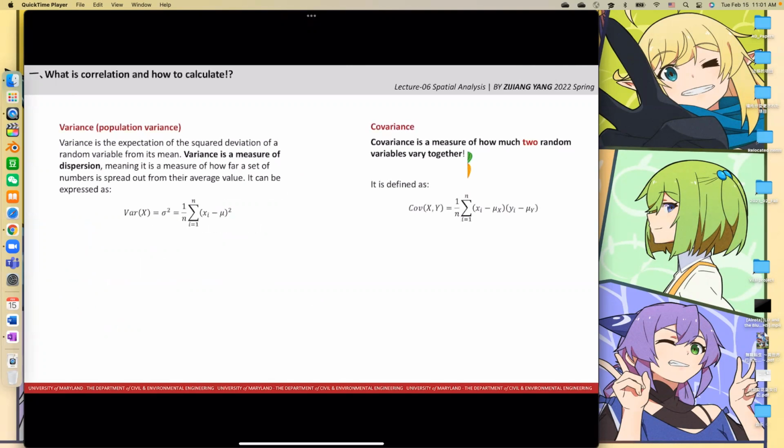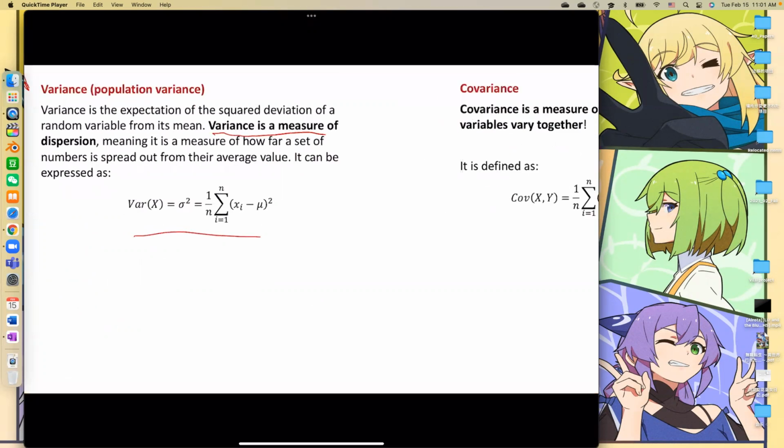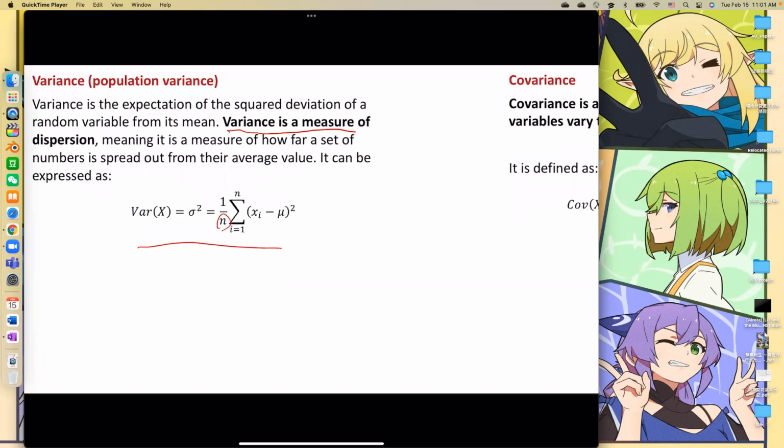So first, let's look at variance and covariance. We are very familiar with variance. Basically, variance is a measure of dispersion, and the equation of variance is like this. But note that here I use n because this is the population variance. For the sample variance, it equals n minus 1. And then we have the same thing here.